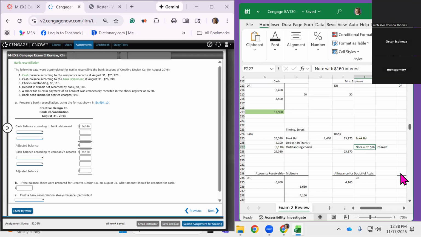Okay, let's put the bank charge in though. So the bank charge is going to be a minus because the bank knew how much they charged us. So let's put that in. And then now we'll go figure this error. Remember, the error gets corrected on whichever side caused it. So we recorded a check for 270, error of a $270 check. Okay, let's just put $270 check, error 720. So just a moment.